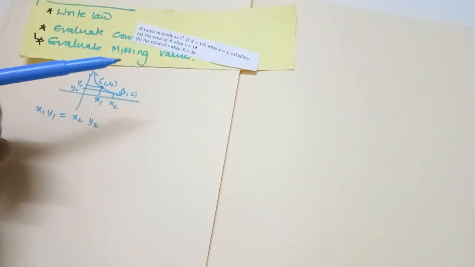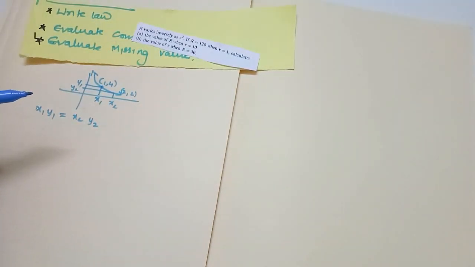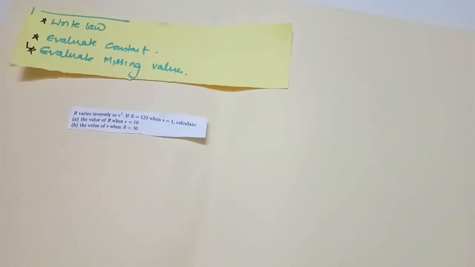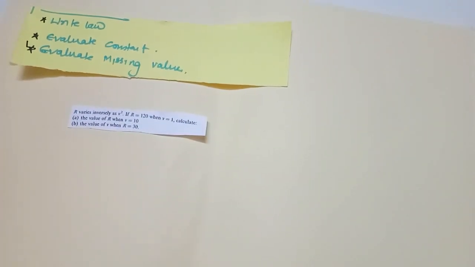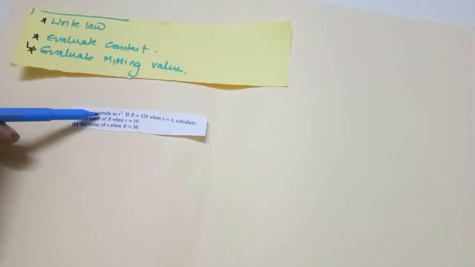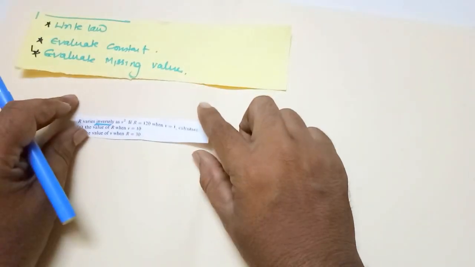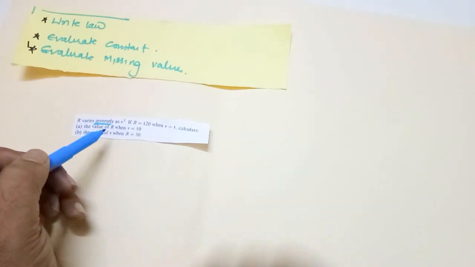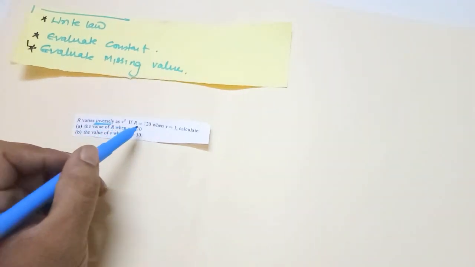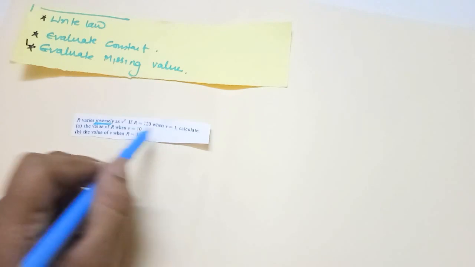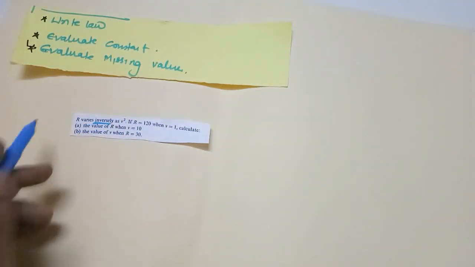I hope this is going to help you. Now let us consider the first example. You can try it if you want to. The question goes: r varies inversely as v squared. This is the command term here, so make sure this word is in the question. As r is inversely proportional to v squared, if r is 120, v is 1. It's pretty similar to what we did in direct variation, so let's begin.